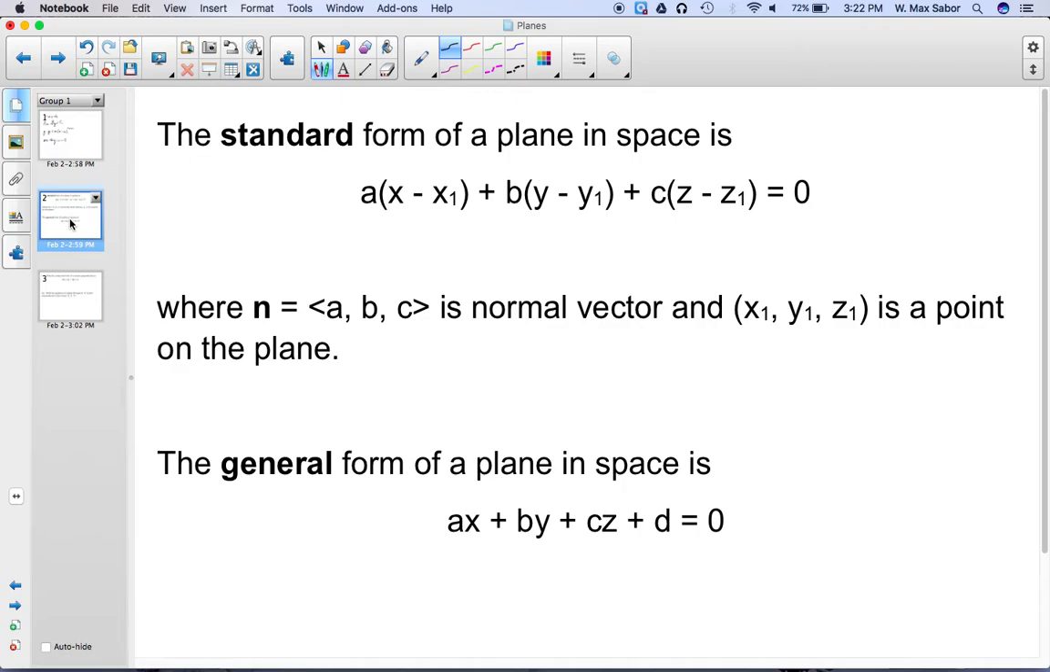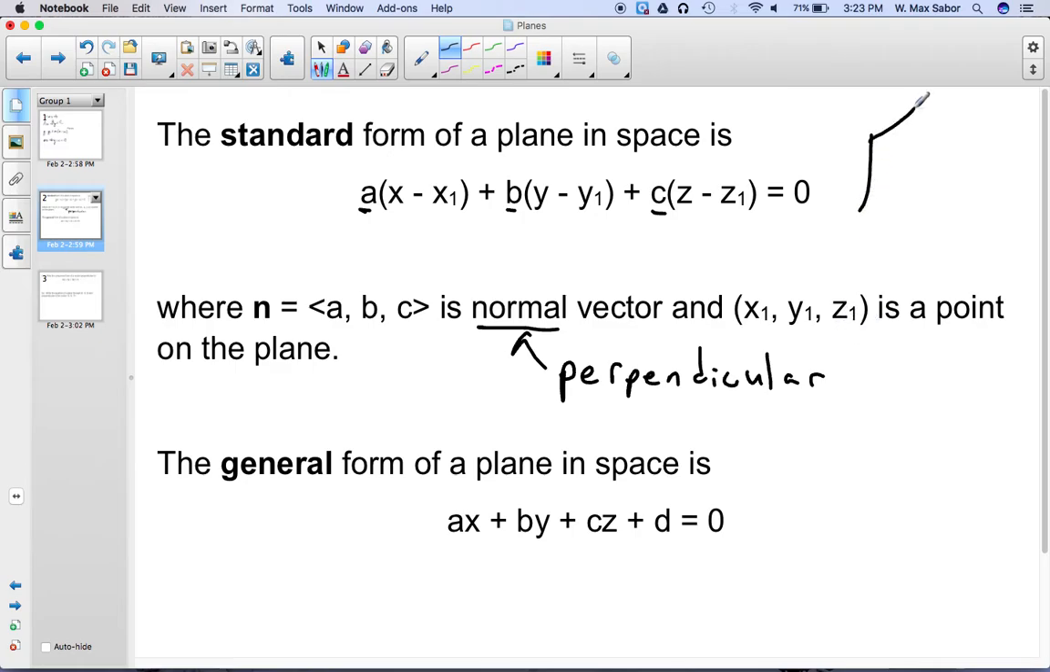The standard form of a plane in space is closely related to point-slope form. It's a times x minus x1 plus b times y minus y1 plus c times z minus z1 equals 0, where a, b, c, so those coefficients, are the x, y, and z components of a normal vector. So normal, remember, normal means perpendicular or orthogonal. And x1, y1, z1 is a point on the plane.